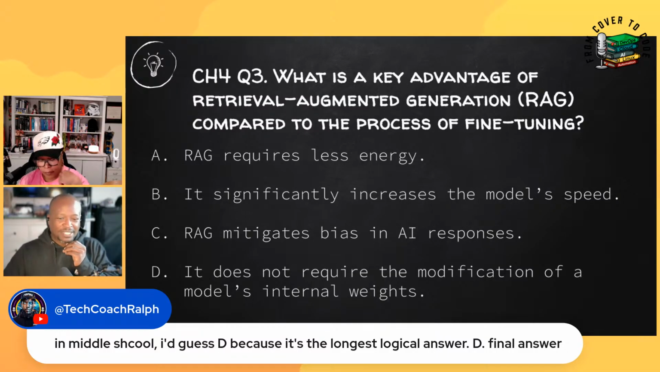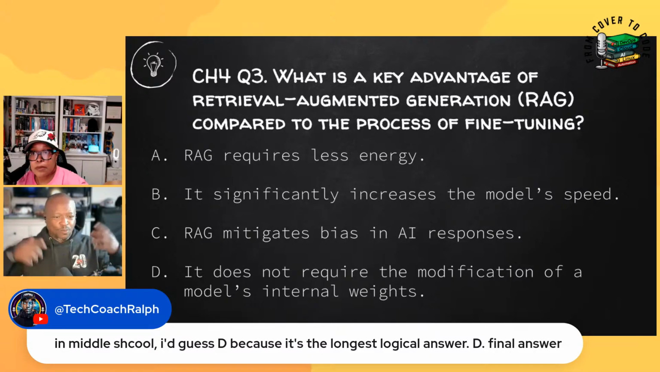Agreed. So Tech Coach Ralph, who is playing along with us, says in middle school, I'd guess D because it's the longest logical answer, and I agree. D is his final answer. Before we reveal the result, why would D be the final answer? I've got some thoughts on it. You got any you want to share? Let's see. So why did I choose D?